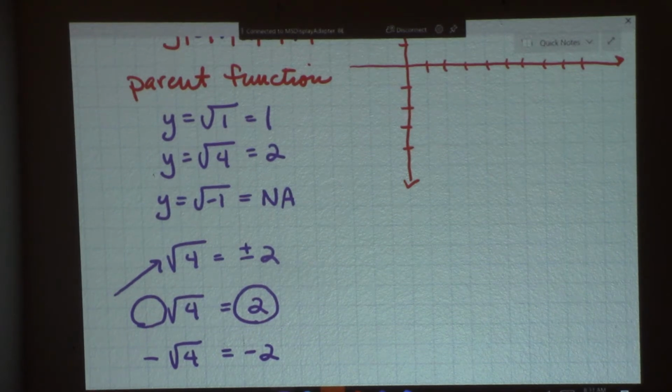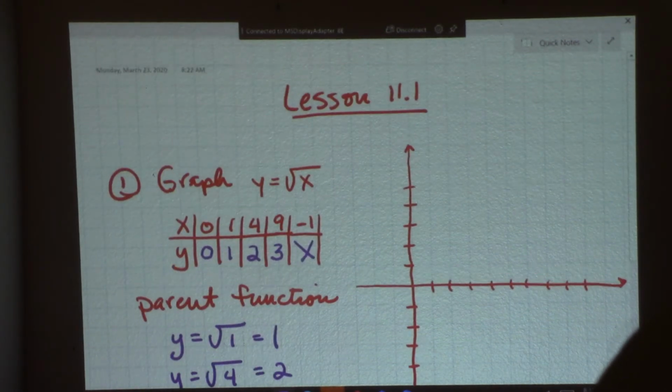Normally when we take a square root, the square root of 4 would be positive 2 or negative 2. But with the notation that we have, where there's no sign there, we assume they only want the positive. Okay, so let's go back up here and graph these.